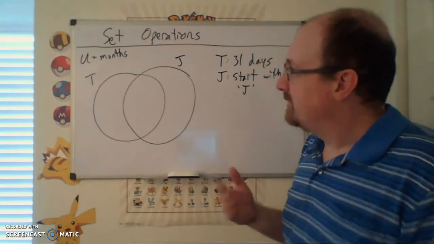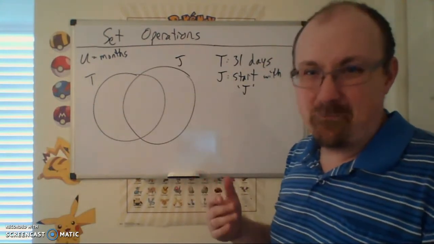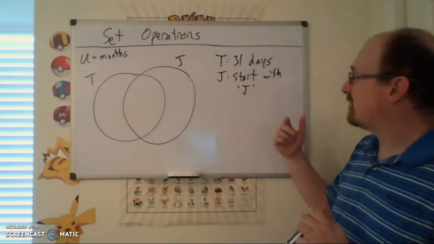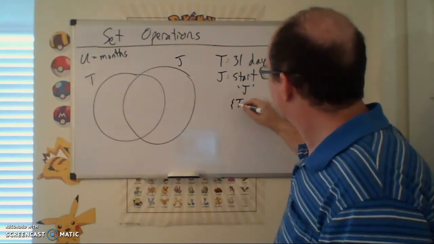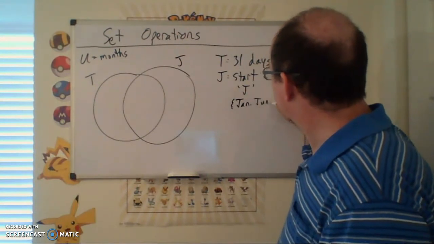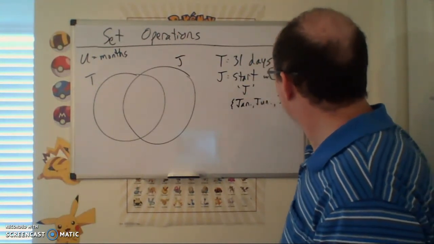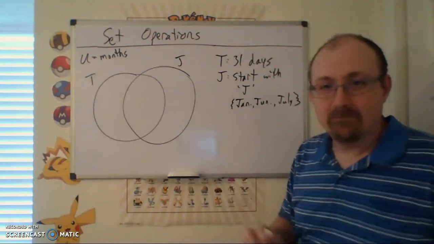All right. So you might start by listing these things out in roster form. As it turns out, there are not many months that start with J. You have January, June, and July. So we've got those three.